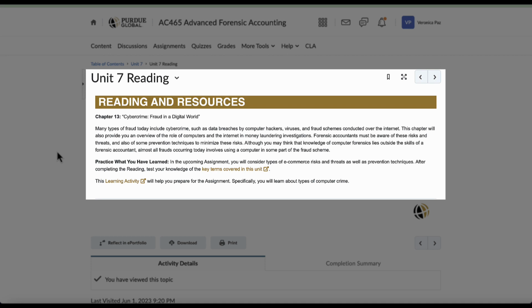The chapter is going to provide you with an overview of the role of computers and the internet in some money laundering investigations. Forensic accountants have to be aware of these risks and threats, and also of some prevention techniques to minimize these risks. Although you may think that knowledge of computer forensics lies outside the skills of a forensic accountant, almost all frauds occurring today use a computer in some sort of way.